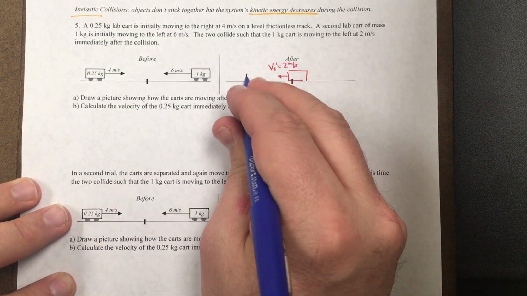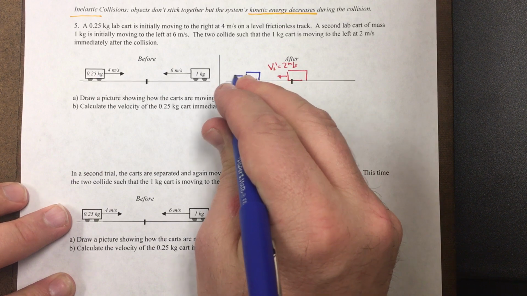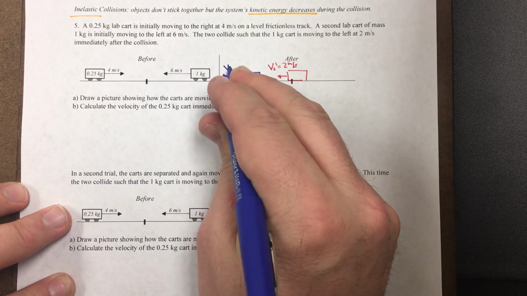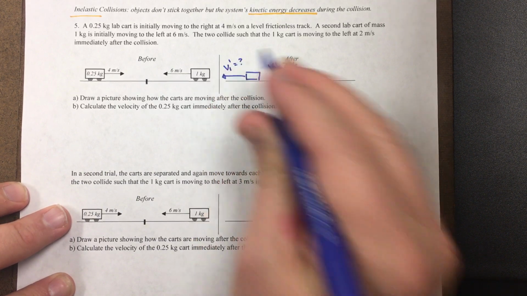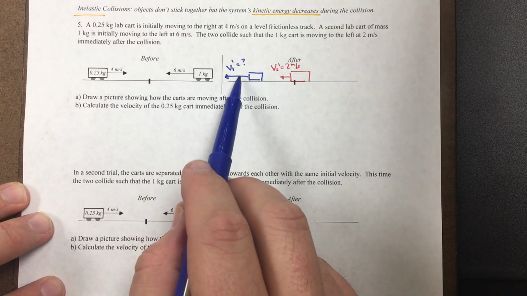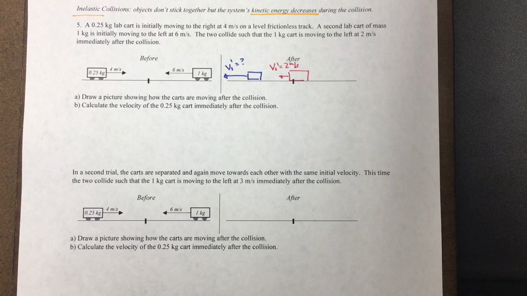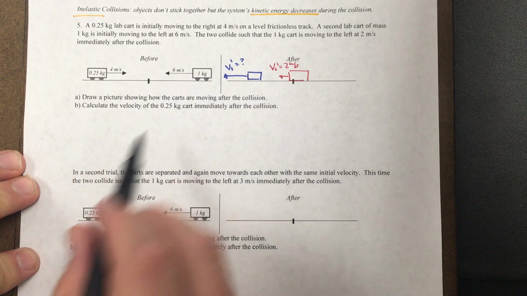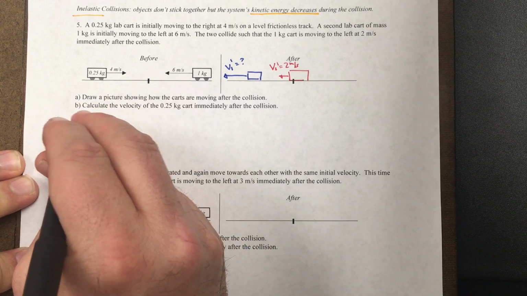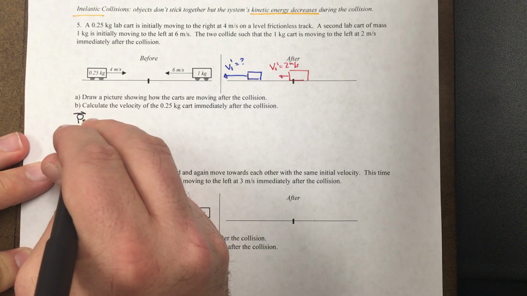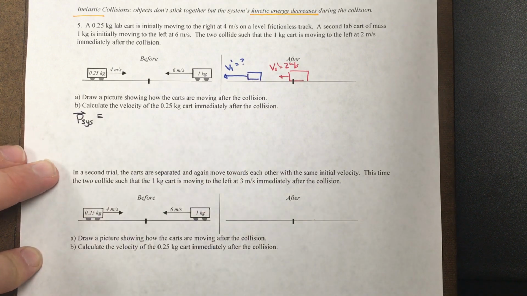My guess is that it probably goes to the left as well. My guess is that it'll probably go a little bit faster since this one goes a little bit slower, but again, that's completely a guess. I really can't do that 100% sure just by looking at the picture. So let's calculate the velocity of that cart. By now, hopefully you're catching on to the whole momentum conservation trick.